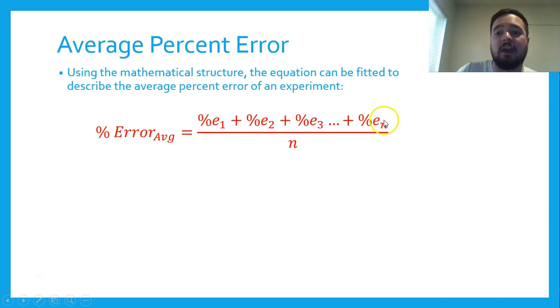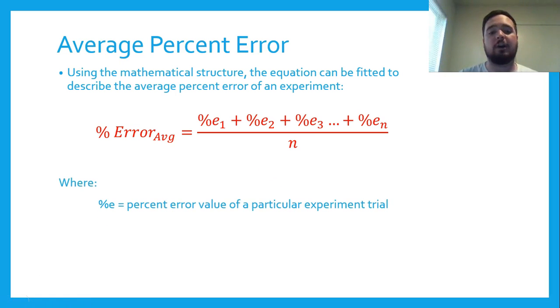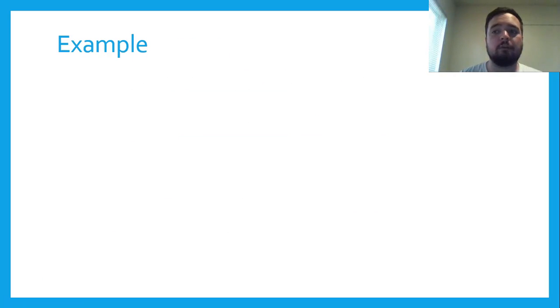If you do 5 trials, n is going to be 5. So if n is 5 here, that means n has to be 5 on the bottom. If it was 2,000, this would be 2,000, and then this would be 2,000, and so on. Again, where %e is the percent error value of a particular experiment trial, and n is the largest experimental trial number. So let's do an example.